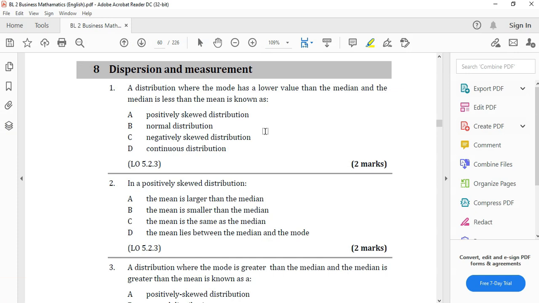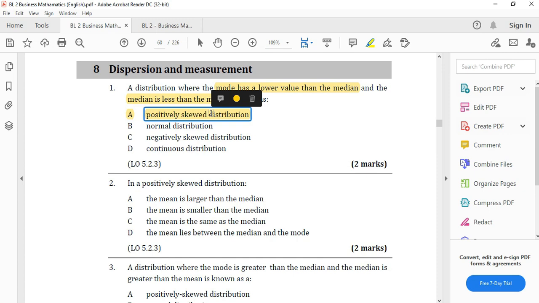Question number 1. A distribution where the mode has a lower value than the median and median is less than the mean is known as what? In a distribution table or a graph, it's like a bell-shaped curve. In your textbook, they have clearly stated you can have a positive skewness, a normal distribution, or a negative skewness. So these are the three possibilities. When the mode is less than the median and median is less than the mean, actually it's a positively skewed distribution.